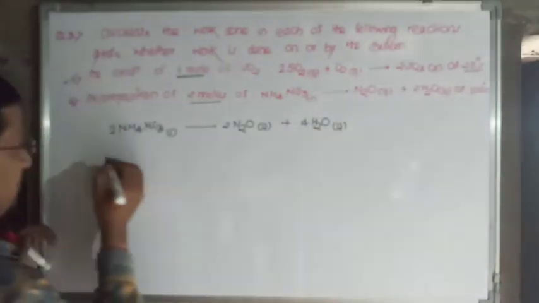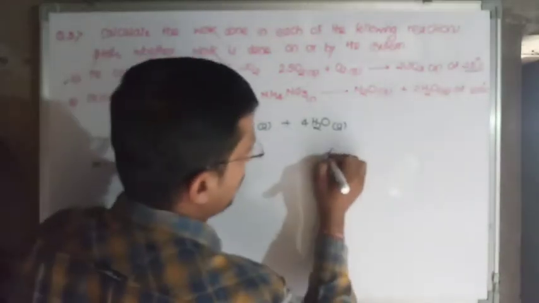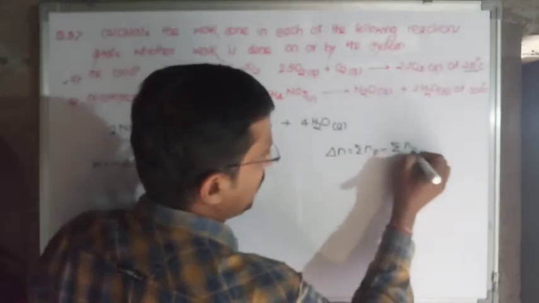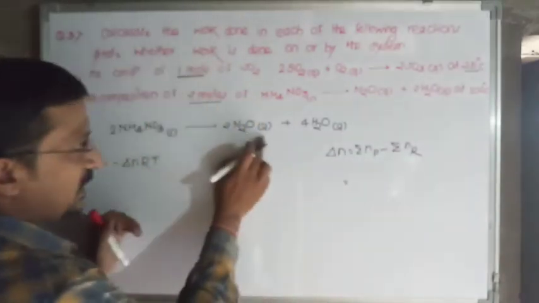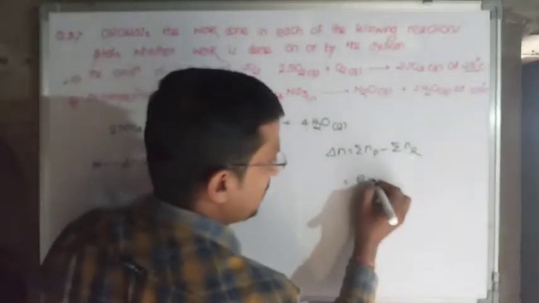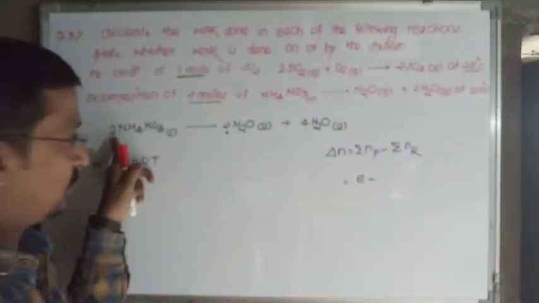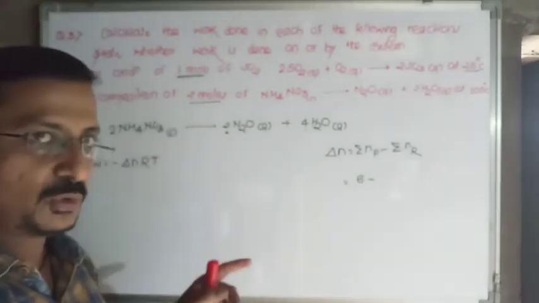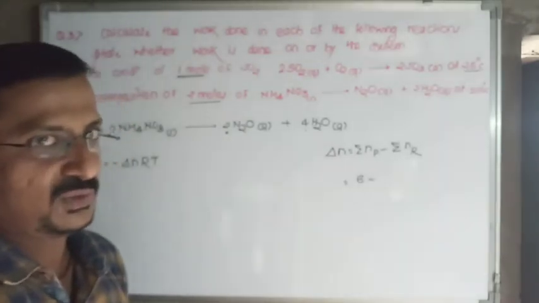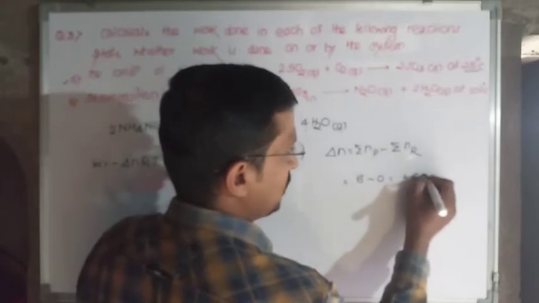Again you have to use W is equal to minus delta nRT. First calculate delta N. Delta N is equal to the sum of number of moles of product minus the sum of number of moles of reactant. For the product, N2O 2 moles and water 4 moles, so 4 plus 2 is 6 moles, minus the reactant. Don't use this 2. Why? Because ammonium nitrate is in the solid state, and as I already told you, solid components are not considered, so their number of moles is not counted. So it is 6 minus 0, which comes out to be plus 6 moles.